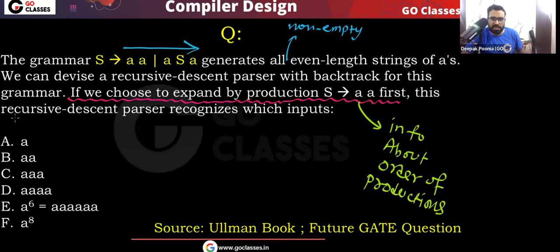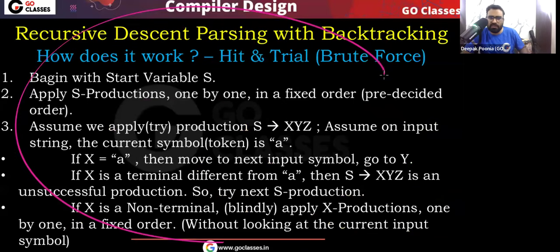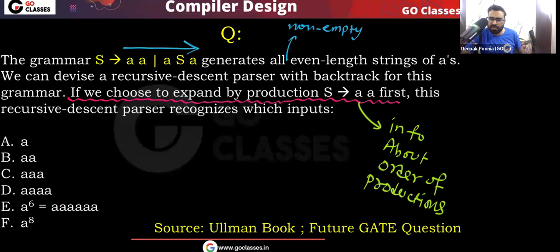You can see this recursive descent parser recognizes which inputs. Some options are given to you. This recursive descent parser will recognize which inputs. The concept we have already seen, the working of recursive descent parser we have already seen. We have seen a lot of examples also. You are expert. So let's see what will be the answer.